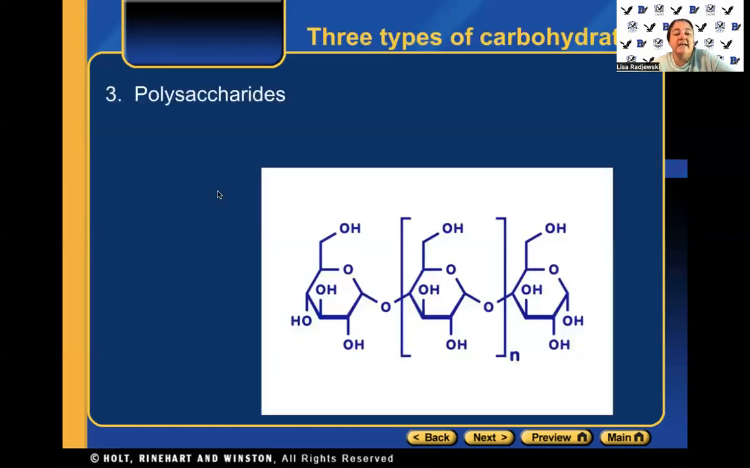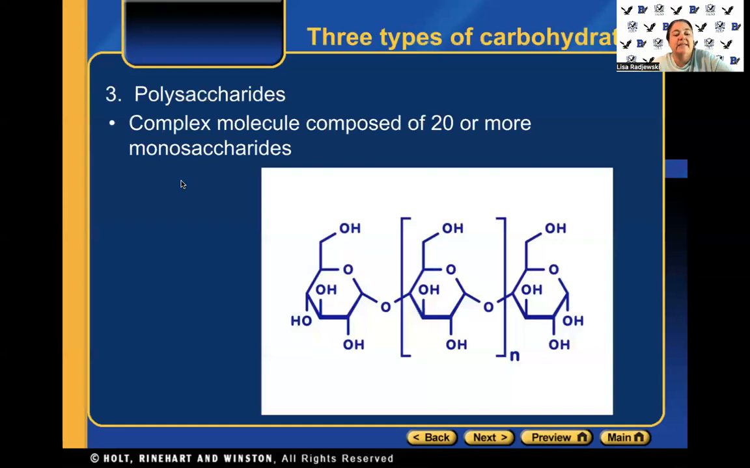Okay, the last type of carbohydrates, or group of them, are called polysaccharides. Poly means many, so many sugars. It is a very complex molecule. It can be composed of 20 or more, I'm talking hundreds of monosaccharides bonded together. So they have the sugar molecules, and you can see this is multiplied by N, which means that number could be, like I said, hundreds.